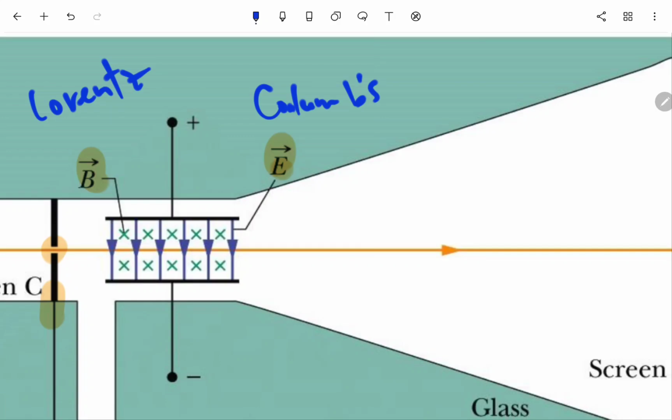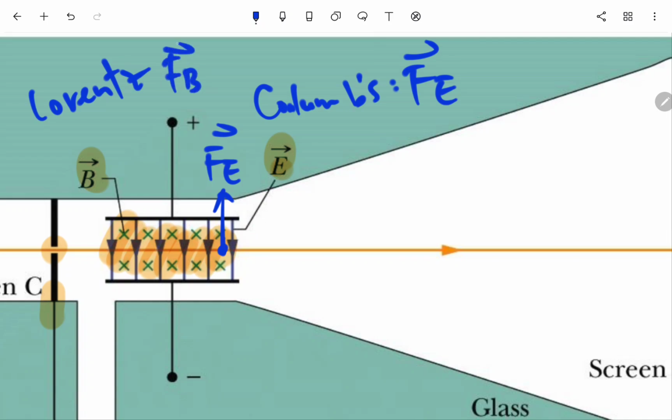Here there should be two forces, and we assume they perfectly cancel, at least inside this region. We assume that this B field and E field are only present inside this region; outside there won't be any B field or E field. As the charge is negative, the Coulomb's force is pointing upward: the E field is pointing downward, it is a negative charge, so the Coulomb's force is pointing upward. Coulomb's force is Fe, and for the Lorentz force we denote it as Fb.